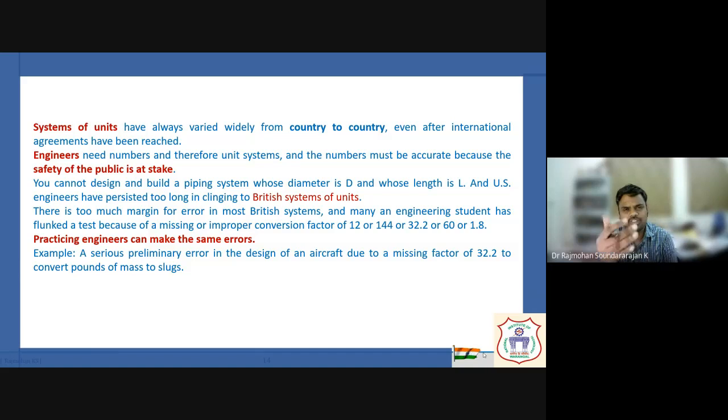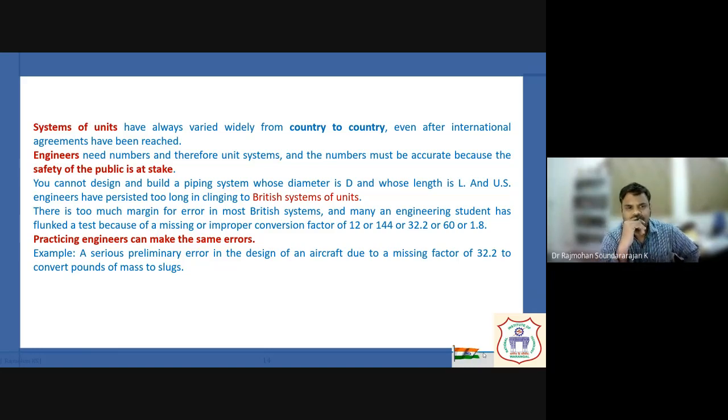Okay, I will also mention these particular dimensions with the unit, and you also mention them in the same unit. So that way we want to have a system of units. Also, as a chemical engineer, we need to have numbers as well as unit systems, because we want to know that the number should be more accurate. Because if we are slightly careless in our numerical value, whatever we are doing with units, the safety of the public and the society is at stake.